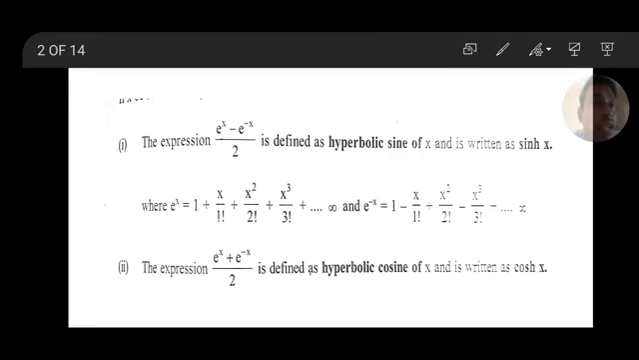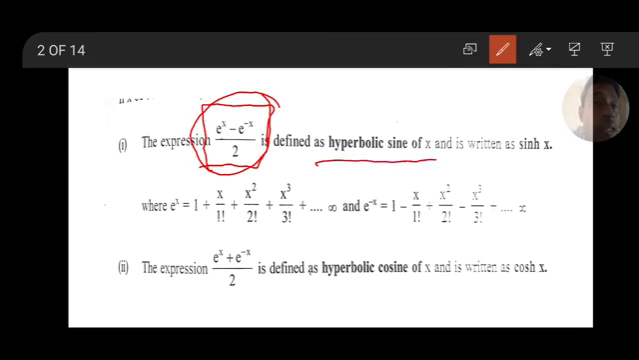What are the hyperbolic functions? The expression e to the power of x minus e to the power of minus x by 2 is defined as hyperbolic sine of x, and it is written as sin h of x, hyperbolic sine function.